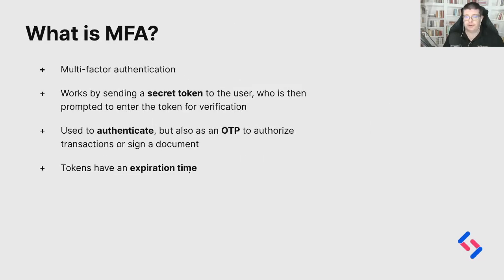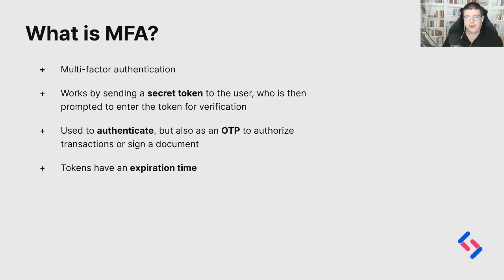So multi-factor authentication, MFA for short, is the familiar practice. You've all certainly seen it at work one time or another: sending a secret token to a user who is then prompted to enter the token for verification. When you get those messages like "your verification code is 123456," they're usually 6 digits because that's the number that's considered secure yet easy to use.